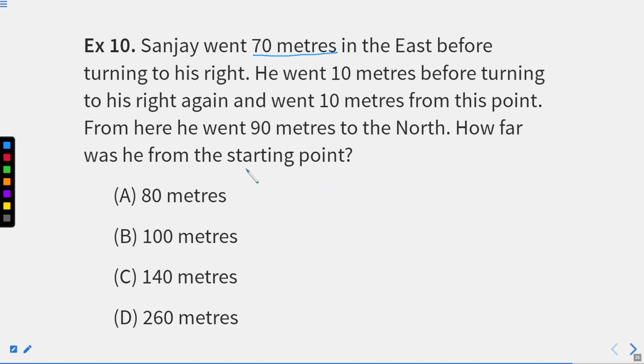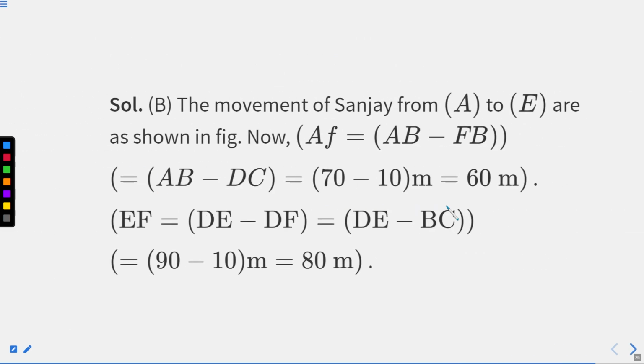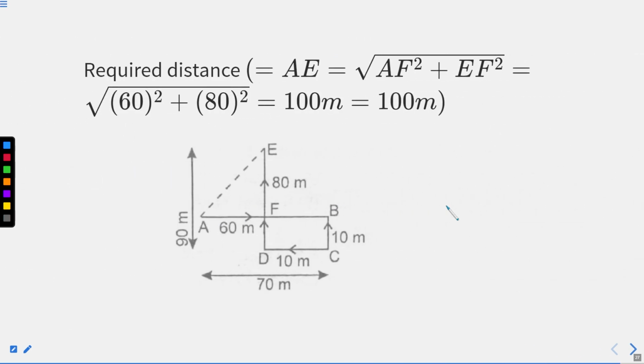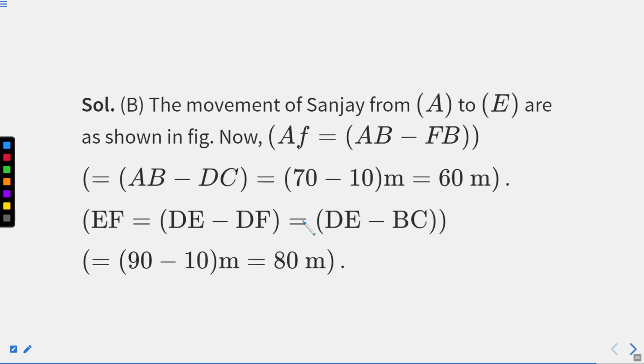So the question says how far he is from the starting point. What do we need? We need distance only, right? This time we don't need to find any directions. For that, my friends, we will make a diagram. So how will we go for it, right? First, point A. From point A we'll move to point B. You can read the question again here.